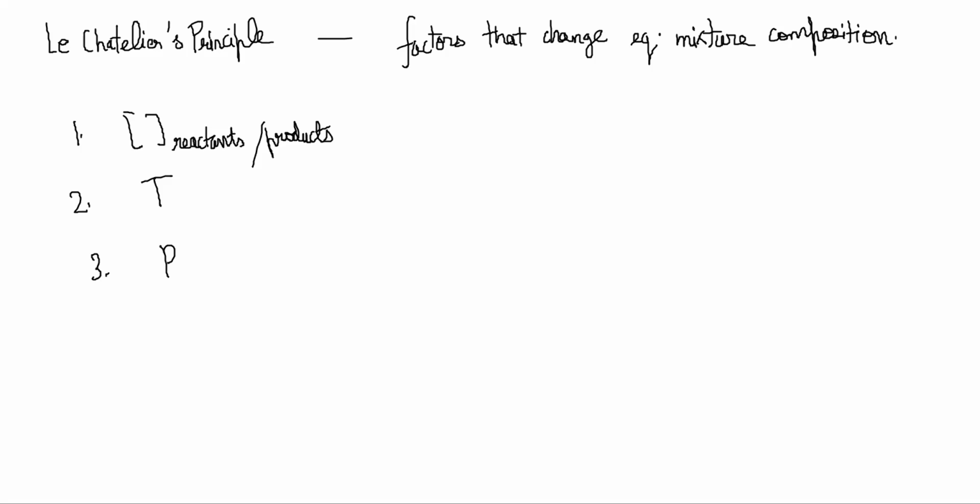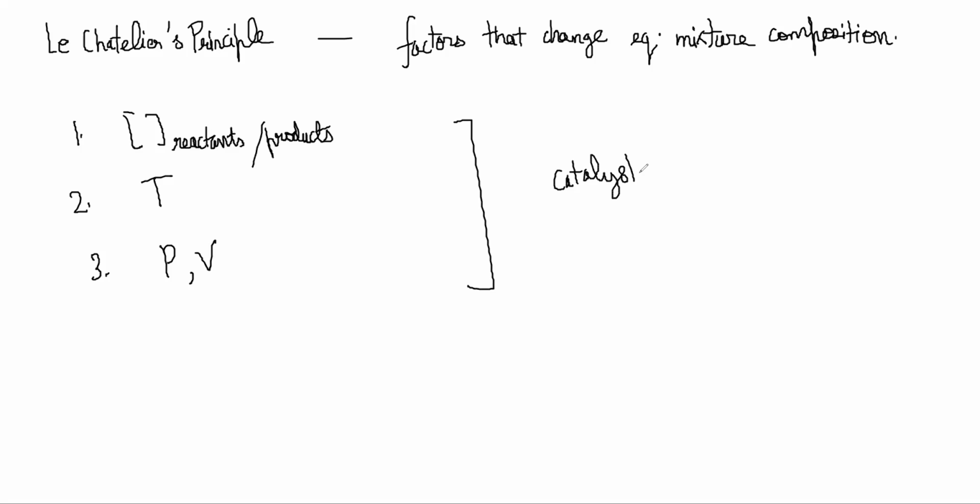These factors you can change, and pressure and volume are interchangeable. So we will look at all of these factors. A possible fourth factor is the addition of a catalyst, right? Catalyst, however, will not change the reaction mixture composition.